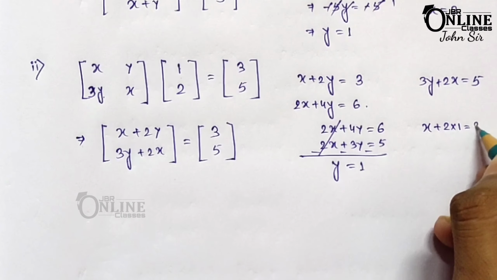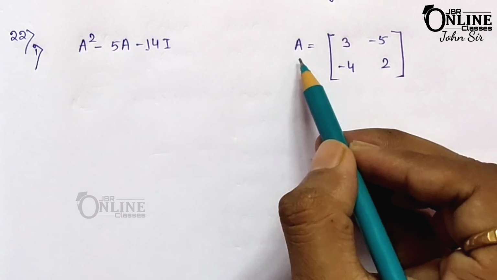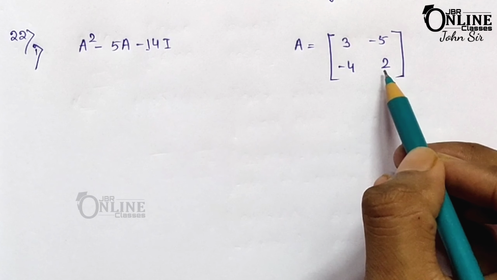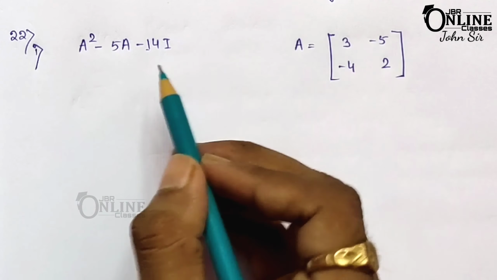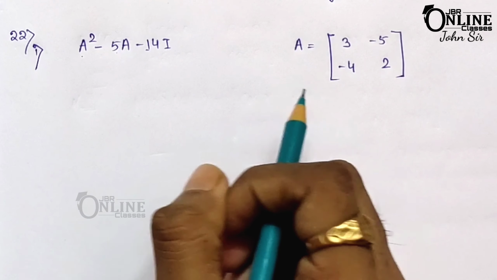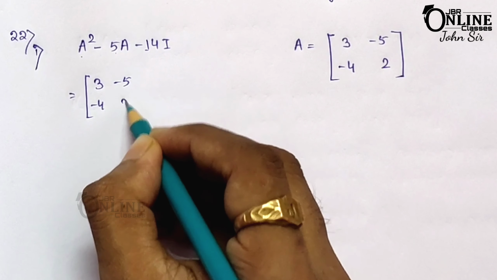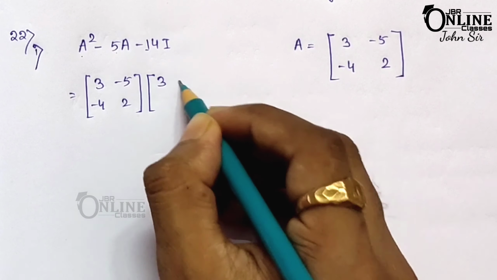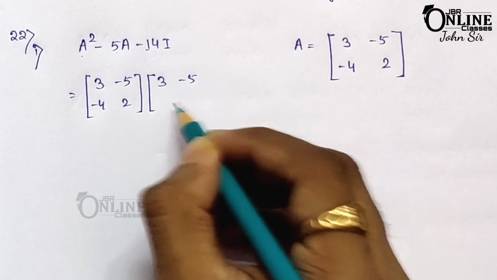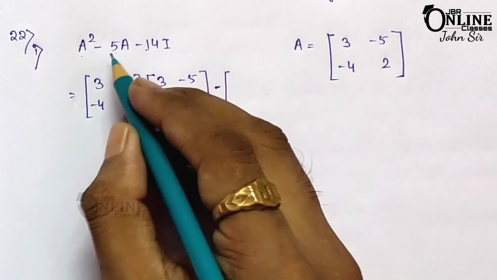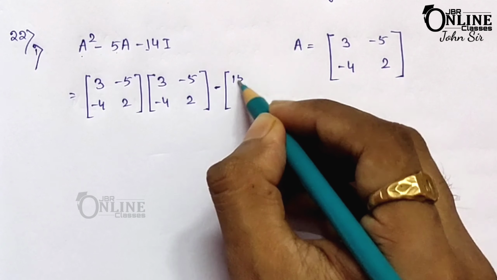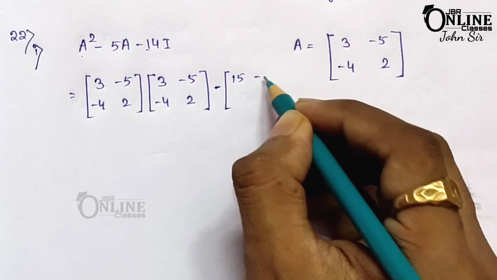Now next, sum number 22, 1. Here given matrix A equals 3 minus 5 minus 4, 2. And you have to prove that A square minus 5A minus 14I equals 0, that means 0 matrix. So first you have to find out the A square. That means 3 minus 5 minus 4, 2, again multiplied with 3 minus 5 minus 4 and here 2. Then here minus 5A. So 5A means you have to multiply 5 with these elements. So 15, 25, this one equals 20 and the last one will be 10.